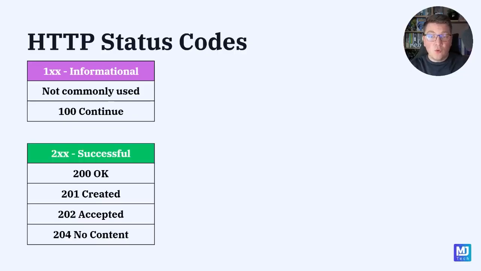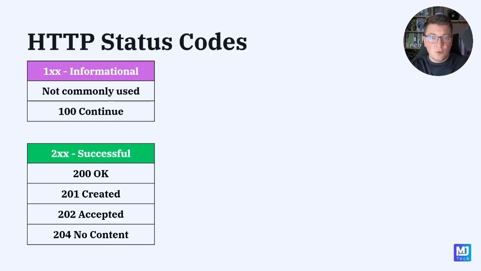Then we have the 200 group, which represents successful status codes, and common status codes from this group are 200 OK, which may or may not contain a response body, 201 created, which should contain a location header pointing to a URI containing the newly created resource. Then we have 202 accepted.